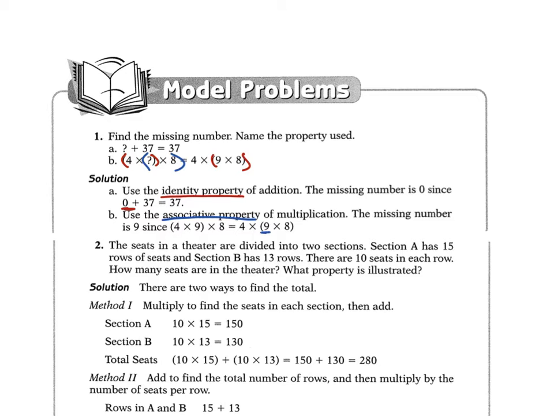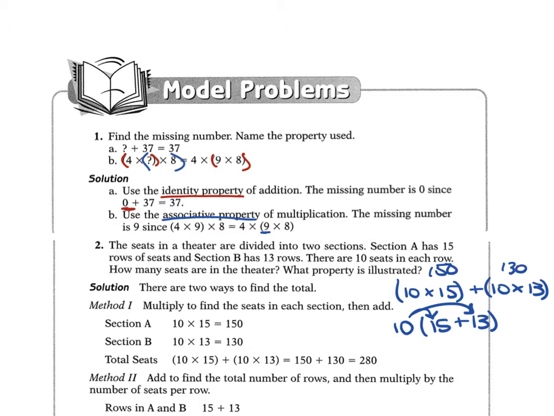So you could do this one of 2 ways. You can do 10 times 15 plus 10 times 13, or you can say to yourself, I can distribute the 10 to both the 15 and the 13, and I'm going to get the same results. So 10 times 15 is 150. The 10 times 13 is 130. If we did the same thing with distribution, 10 times 15 is 150. 10 times 13 is 130. And we just add these two to get the total number of seats, which is 280 seats.